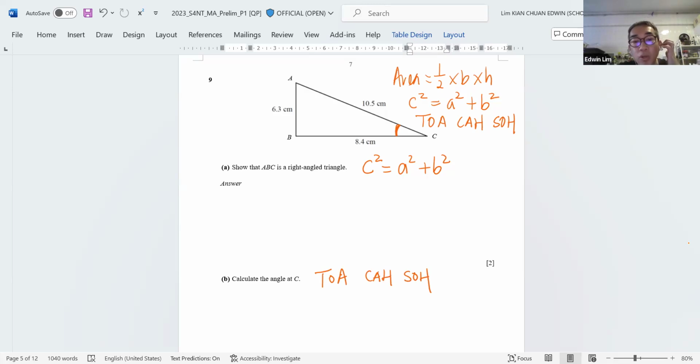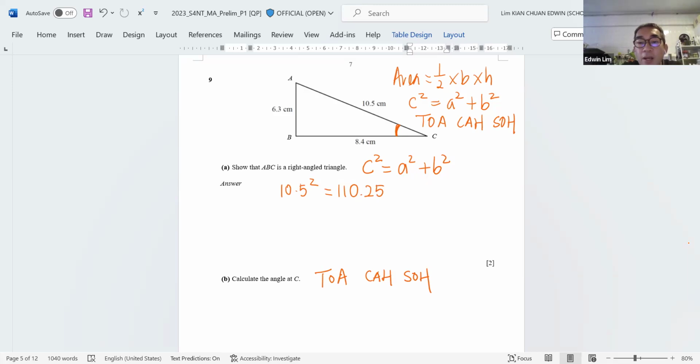9a, show that ABC is a right angle triangle. I will use Pythagoras theorem, C square equals to A square plus B square. C is always the longest side of the right angle triangle. By looking at the diagram, the biggest number is 10.5. So I will find 10.5 square, which is 110.25.